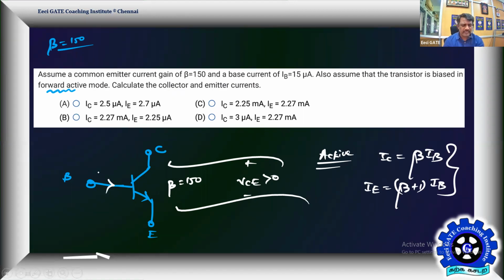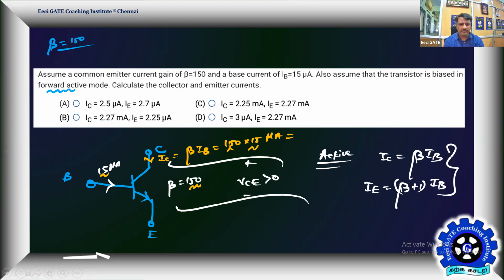Given the base current is 15 microamps, the problem asks only for the collector current and emitter current. That's very easy. So what's the collector current? Since the device is active, the collector current will be beta times IB. What is beta given? 150. So 150 into 15 microamps, which is nothing but 15 into 15, 15 squared, will be 225.